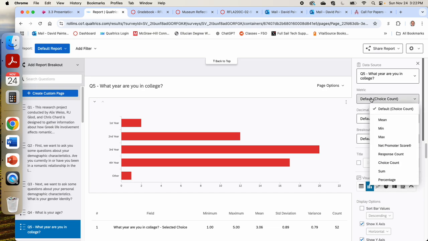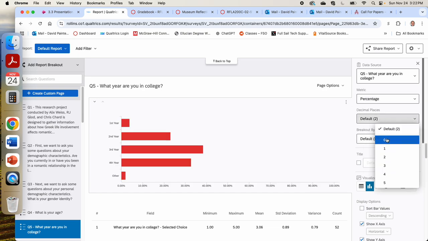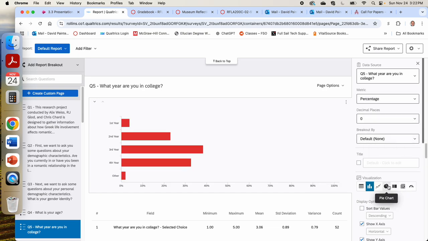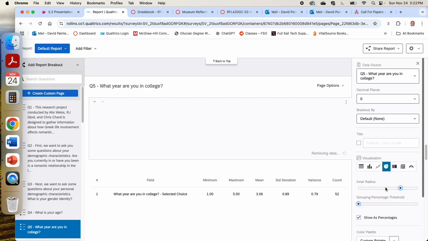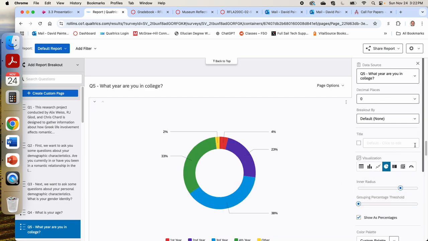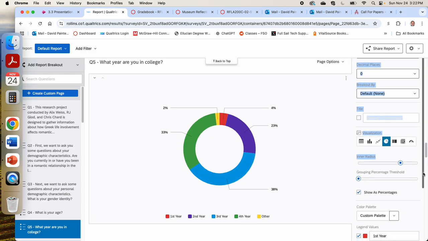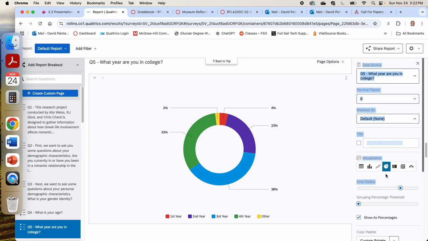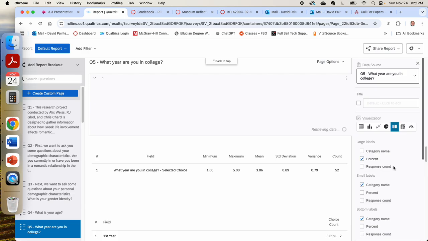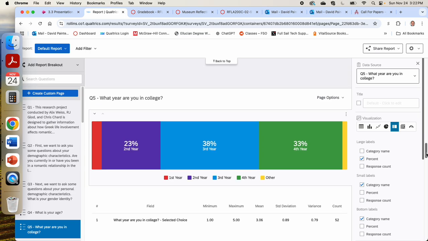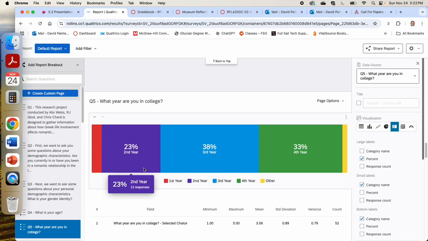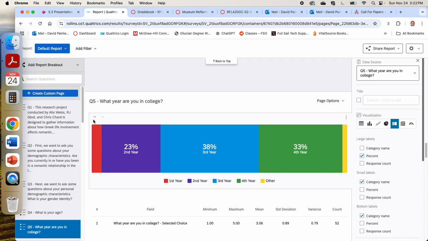Again, here you want to go to percentage, no decimals. Come down here, you can turn it into a pie chart so that it'll just show the percentages along with your legend down here at the bottom. If that legend isn't showing, you might need to click that. You can also do it this way, where you have a bar that shows the percentages in this way. And I encourage you to play around with it, but you always want it to be percent, not choice count.